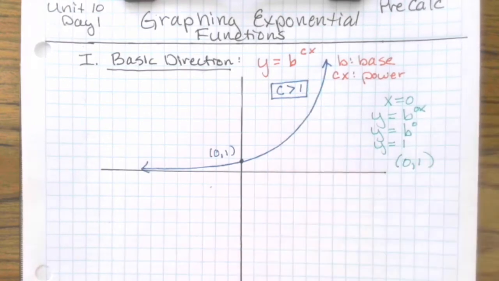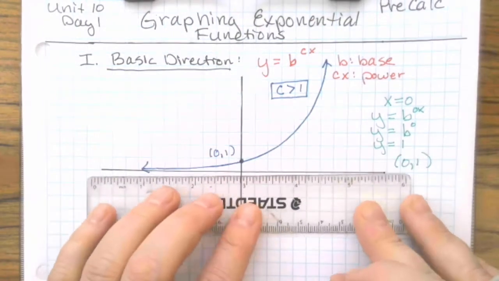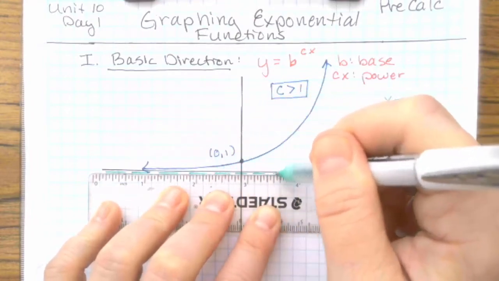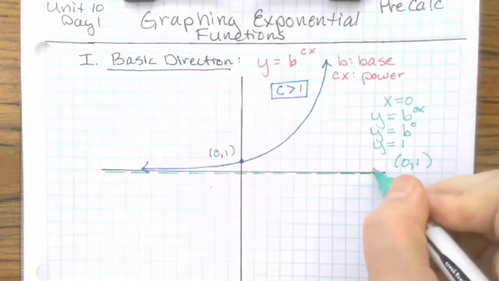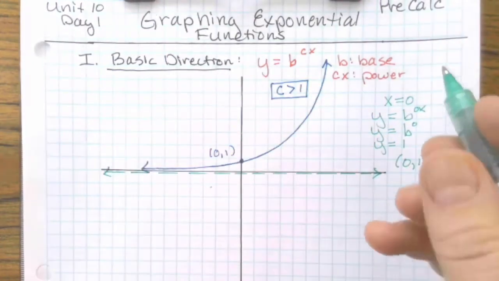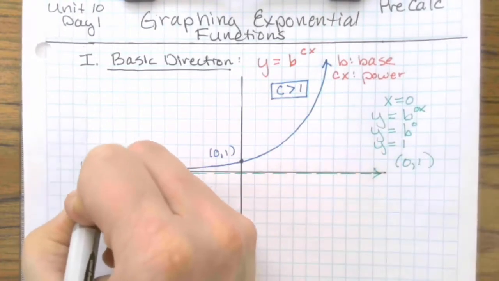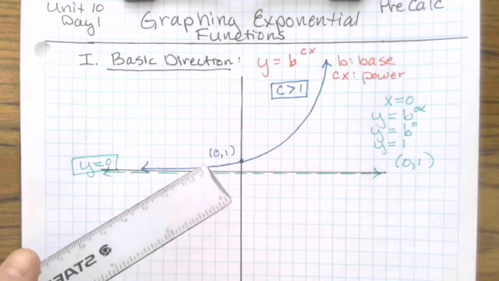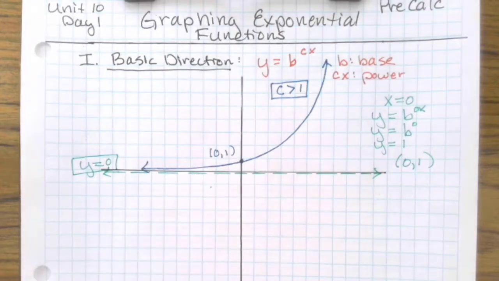Now, because of how this is built, there's no way y can be a negative number if c is greater than 1. So what you have is an asymptote that is horizontal, and the asymptote is right at y equals 0. So unless you translate this graph up or down, that asymptote doesn't move regardless of what the other numbers are.